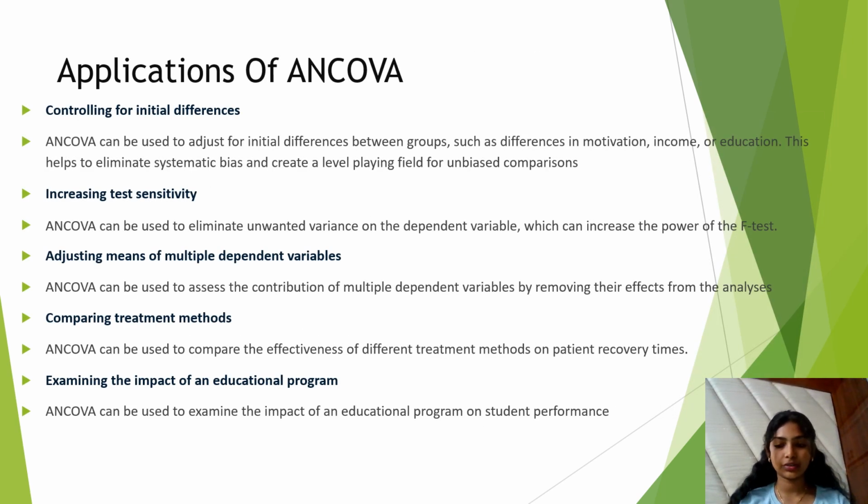Applications of analysis of covariance. Controlling for initial differences. Analysis of covariance can be used to adjust for initial differences between groups, such as differences in motivation, income, or education. This helps to eliminate systematic bias and create a level playing field for unbiased comparisons.